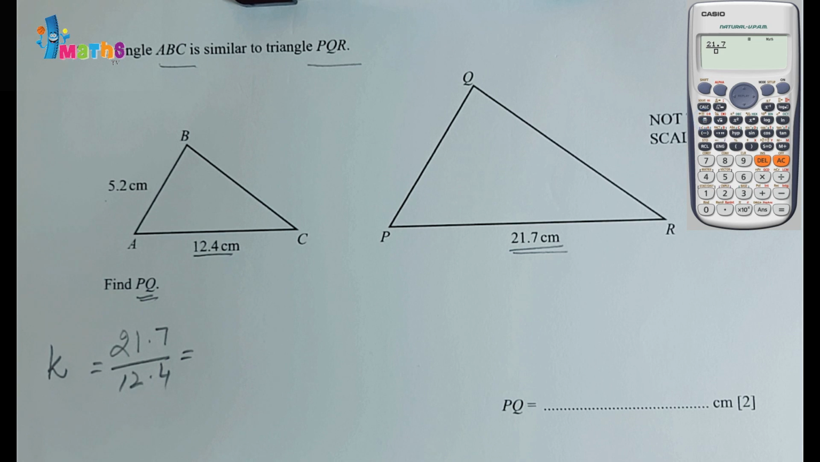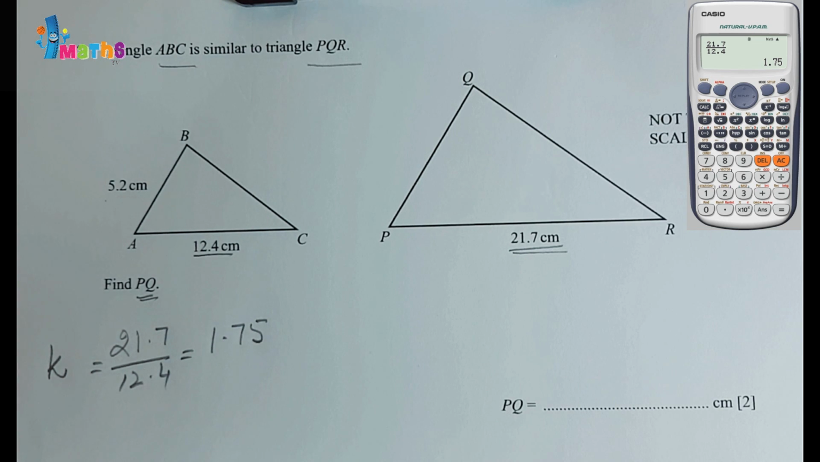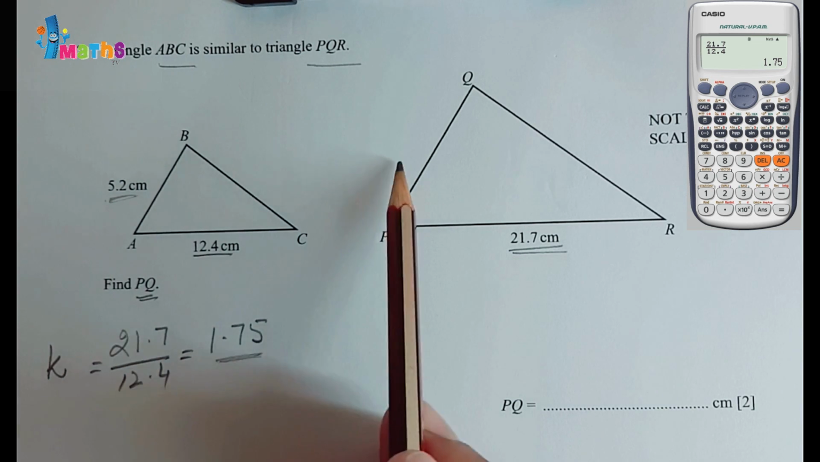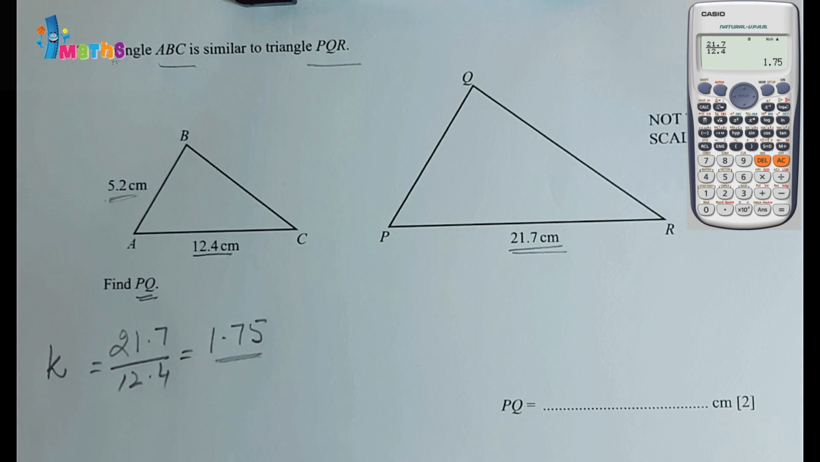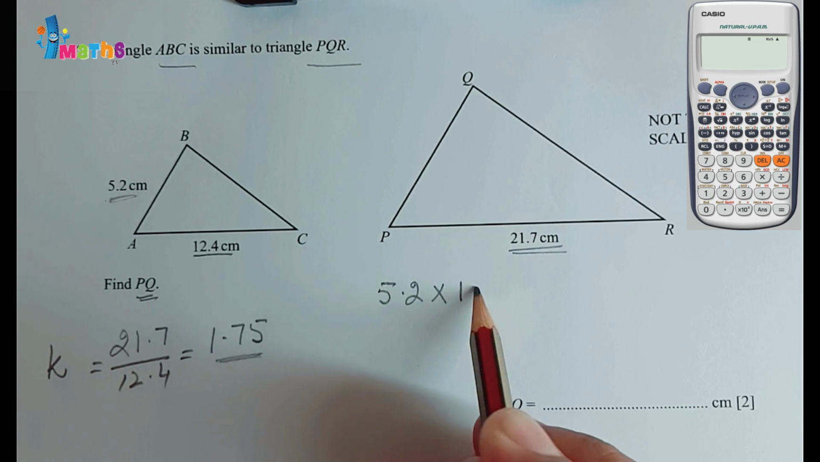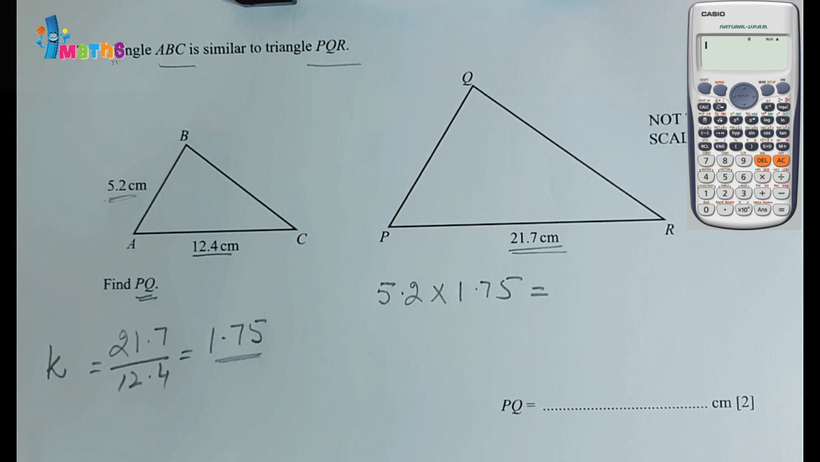21.7 divided by 12.4 will be 1.75. So the conversion factor is 1.75. It means if we multiply this side by this conversion factor, we will get the length of PQ. So we will multiply 5.2 by the conversion factor, which is 1.75, and we will get, let us use the calculator, 5.2 multiplied by 1.75.